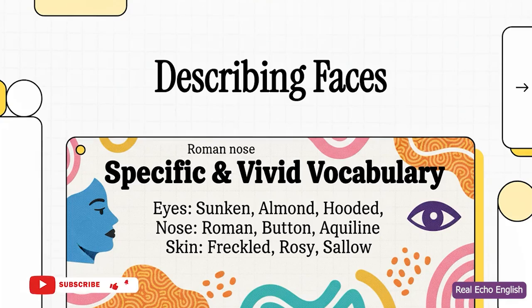Have you ever tried to describe someone's face and you just end up saying something like, they have a big nose and small eyes? It feels kind of flat, right? Well, in this explainer, we're going to build a whole toolkit of specific, vivid words that'll completely change how you see and describe faces. So let's dive in.